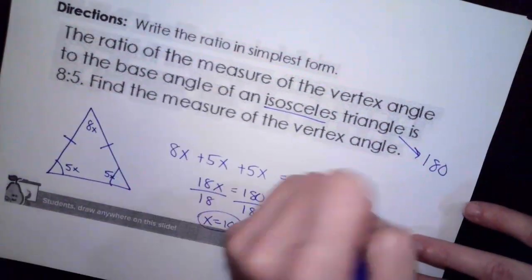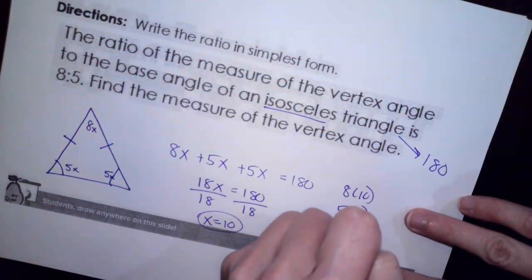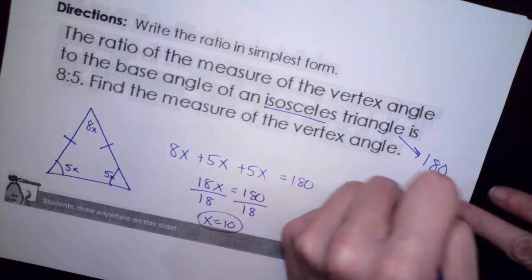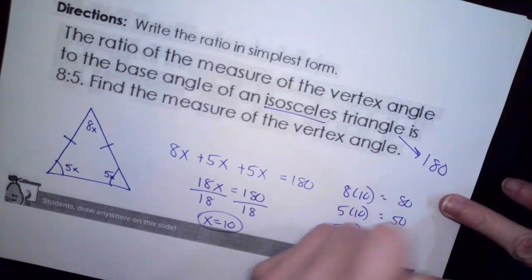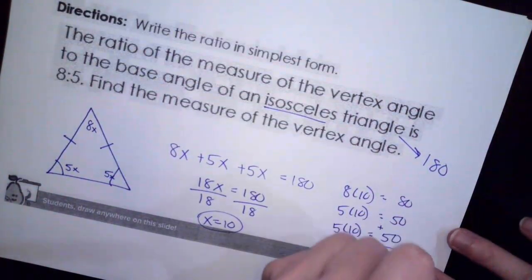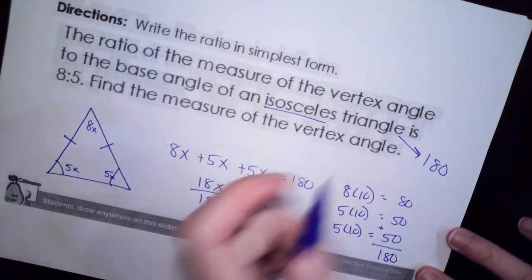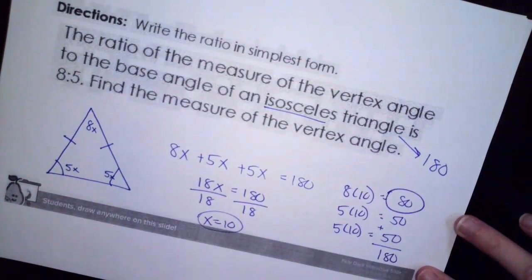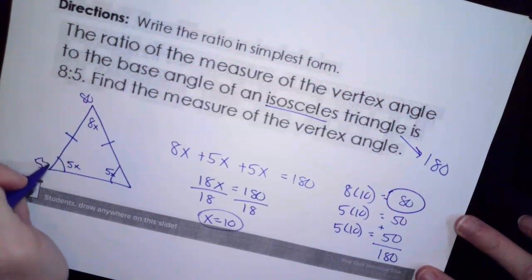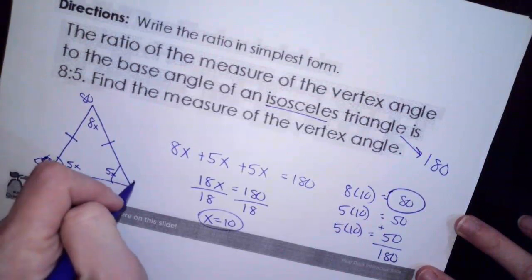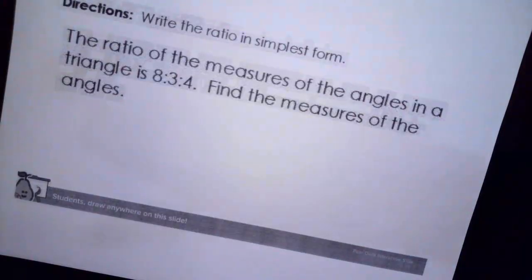So if you plug it back in, you have 8 times 10, 5 times 10, and 5 times 10, which is 80, 50, and 50. If we were to double check and add that up, we get up to the 180 that we wanted. And they want the measure of the vertex angle, which is the 80. So this guy is my 80. I have 50 here, and 50 here. So 80 is your final answer.